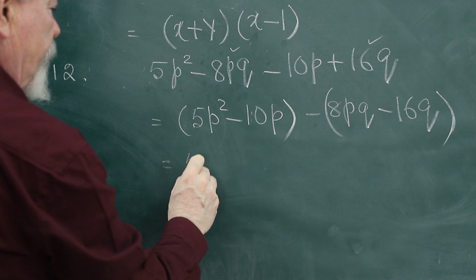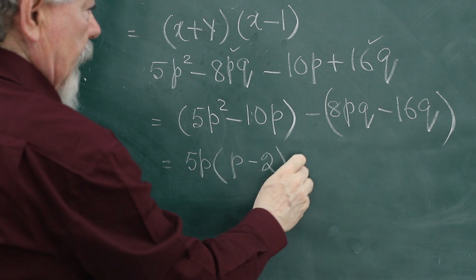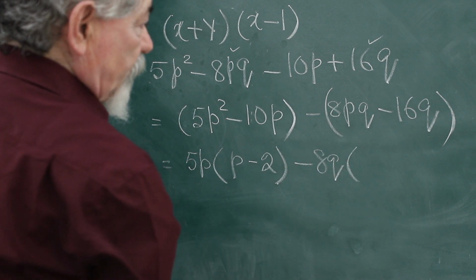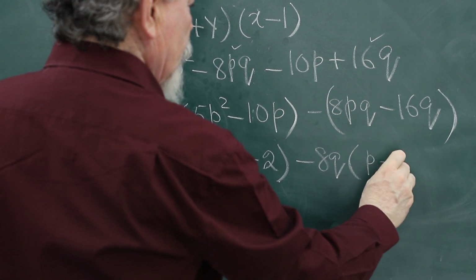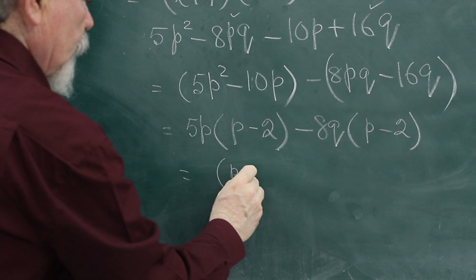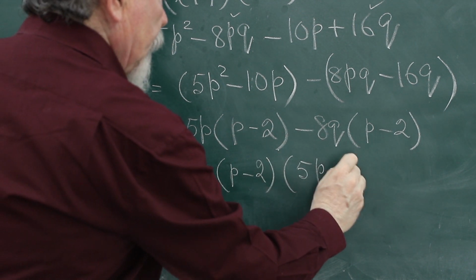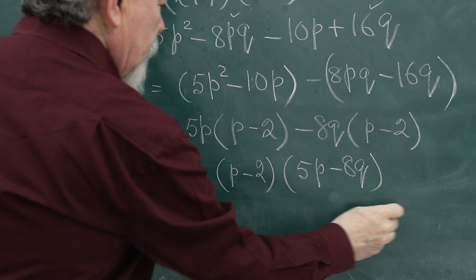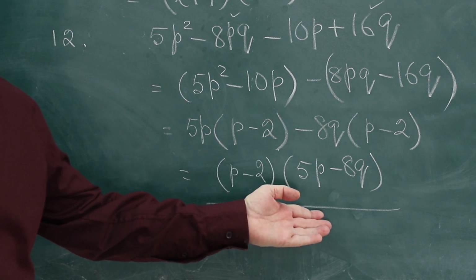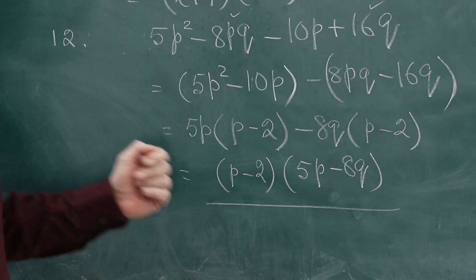So if I take 5p common, it will be left p minus 2. And out of this, if I take 8q common, then you will be left with what? P minus 2. So p minus 2 is common and 5p minus 8q is left. Now these are the two factors. You can see clearly that I cannot factorize it any further.